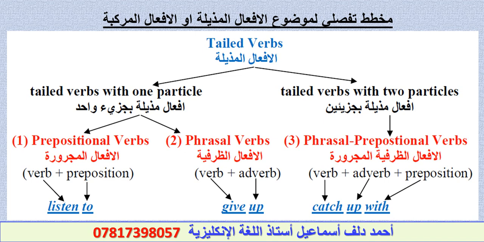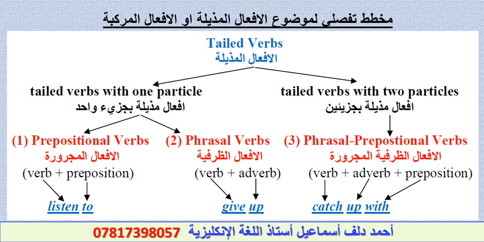وأخذنا مثال listen to، الفعل listen و to حرف جر وهو جزيء واحد. أو قد يكون الجزيء الواحد ظرف، عندئذ نسميه بالأفعال الظرفية phrasal verbs. وأخذنا مثال give up، الفعل give و up ظرف جزيء واحد. وقد يكون الفعل المذيل بجزيئان، فعندئذ نسميه phrasal prepositional verbs أي الأفعال الظرفية المجرورة. وأخذنا مثال الفعل catch up with، الفعل catch و up ظرف و with حرف جر، فسميناه phrasal prepositional verbs الأفعال الظرفية المجرورة.